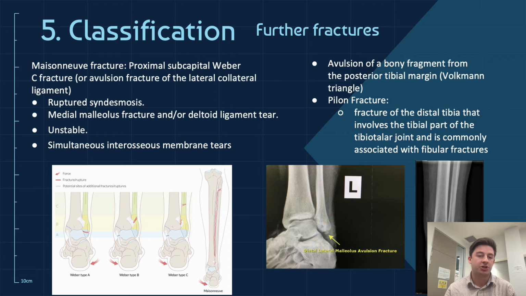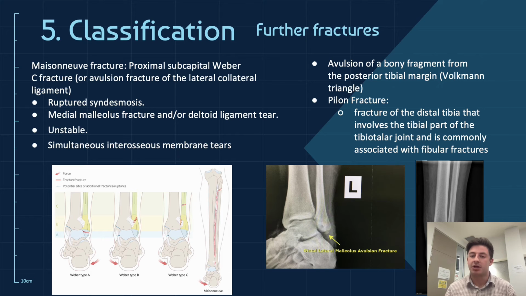And so you usually get a ruptured syndesmosis. You can also have a medial malleolar fracture and deltoid ligament tear. Generally, they're an unstable fracture. And yeah, as I mentioned before, that simultaneous interosseous membrane tear. There's also an avulsion fracture, and speaking with doctors, an avulsion fracture essentially is where the ligament will sort of fracture off or tear off a bony fragment, which you can see in the image.